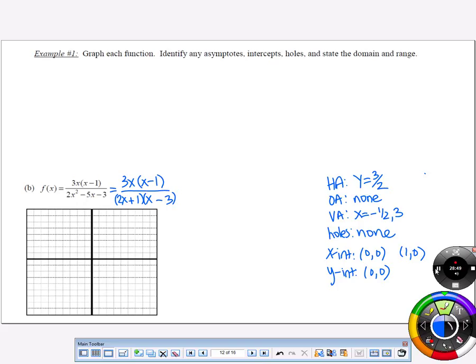For our vertical asymptotes, we have one at negative 1/2 and one at 3. One from each of the factors that are here. Neither of them got canceled out. That's why they were both vertical asymptotes and there were no holes.